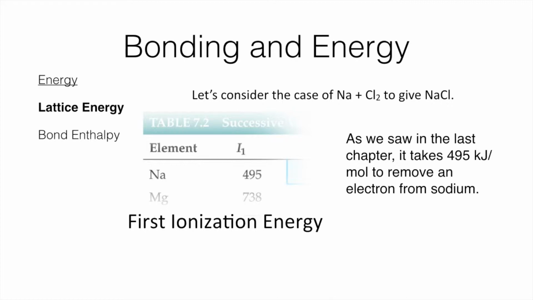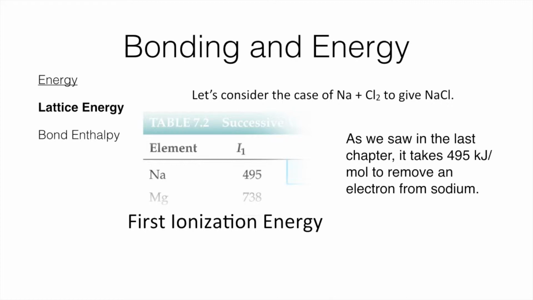So if we think about all the things that have to happen for this to occur, sodium has to lose an electron, and then chlorine has to gain the electron. But before chlorine can gain the electron, it does have to break apart from Cl2 into two individual chlorine atoms.